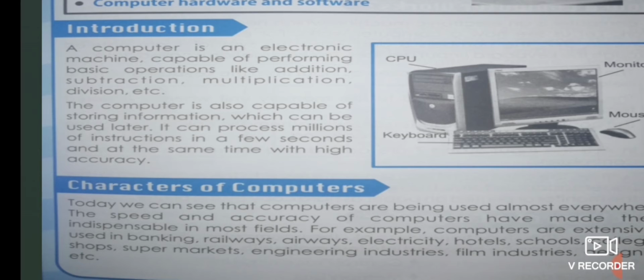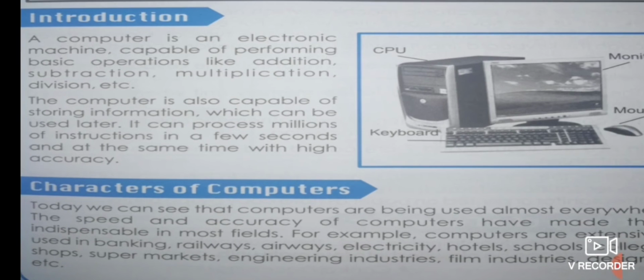So a computer is basically an electronic machine capable of performing arithmetic operations, and it can store and process a lot of information, and it can be used for our future use also. Whenever we need it later, once it gets stored inside the computer system, we can retrieve it back.